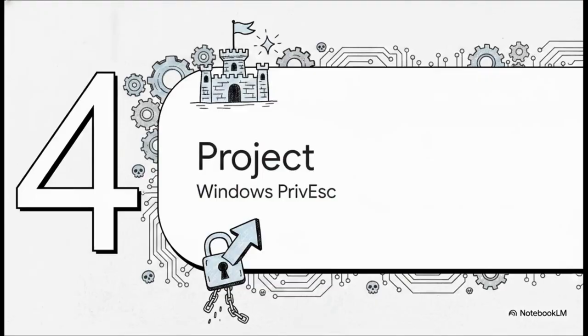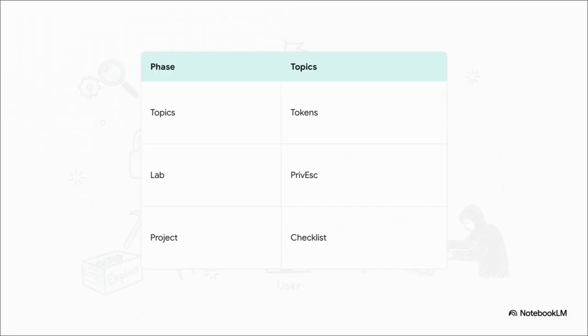Next up, the Windows Priv Esc project, the final mission. As you'll see, our methodology relies on a really strict progression. Phase 1, topics, where your objective is to learn the vectors. Phase 2, the lab, where your objective is to practice the exploits. And finally, Phase 3, the project, where your objective is to execute the mission. This methodical, step-by-step process ensures you aren't just memorizing random commands. You are internalizing the actual logic of privilege escalation. You're being perfectly set up for success in this final project phase.